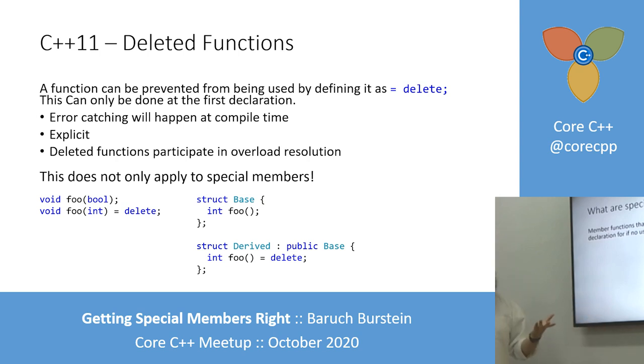No, the derived one hides the base. Yeah. If you cast to the base and call foo, you will get this foo. Yeah.